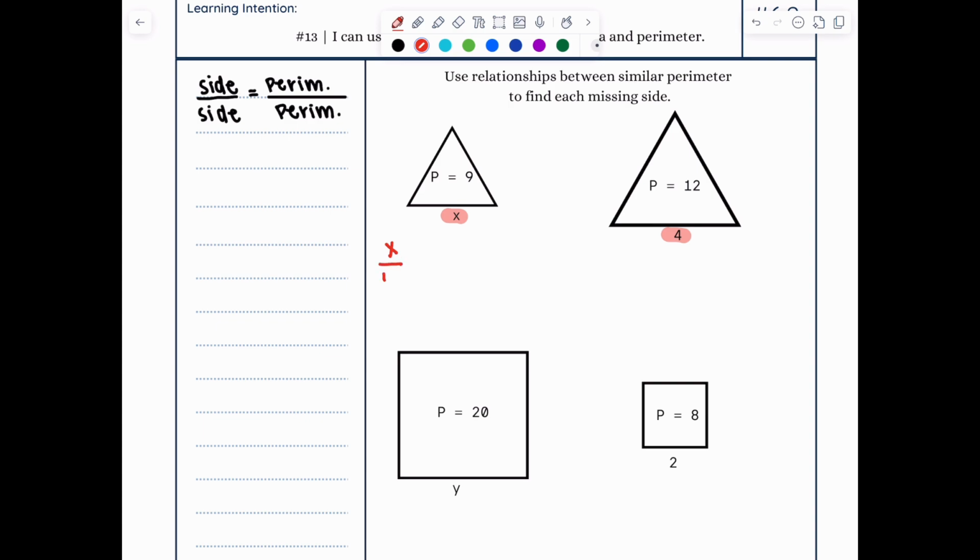And it doesn't matter what order you write the fraction. You can write it as x over 4 or 4 over x. It doesn't matter, but I usually just work left to right, so that's going to be my guidance for you.